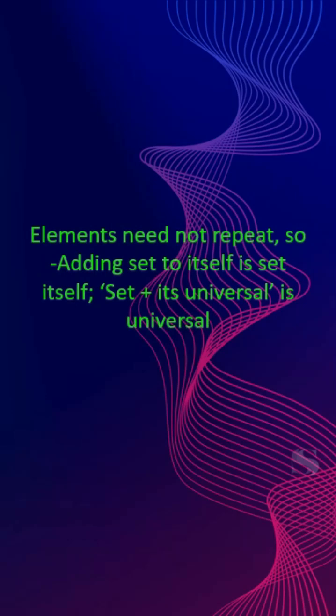In the union of sets, the elements need not repeat because a set defines what is in it, and repeat entries of elements make no sense. And it is because of the non-repetition of elements that adding a set to itself is the set itself. The elements of the set are not listed twice. Thus, the union of a set with itself is the set itself. Union results in a set. Similarly, a set plus its universal set is that universal set. Repetition of the elements of the set is meaningless.